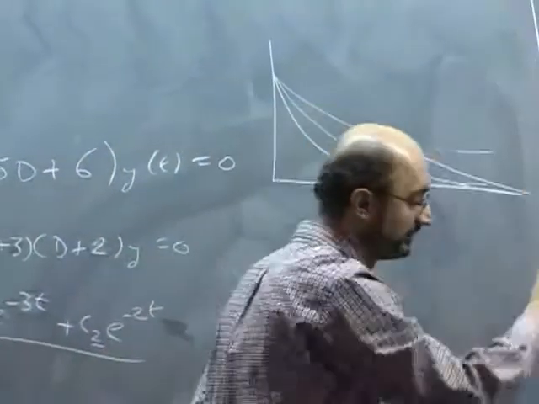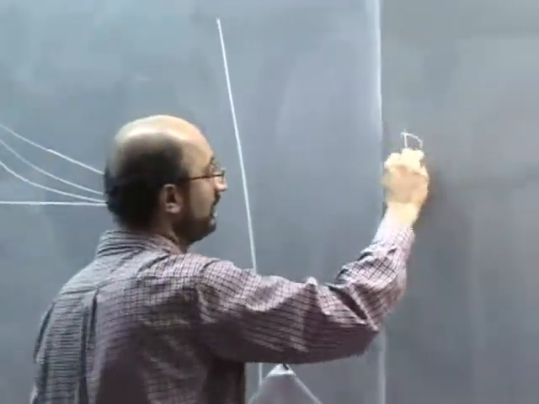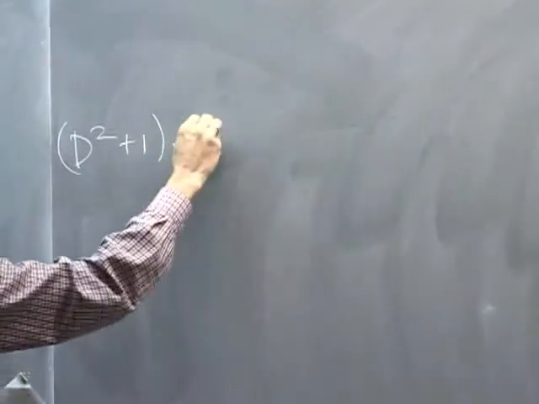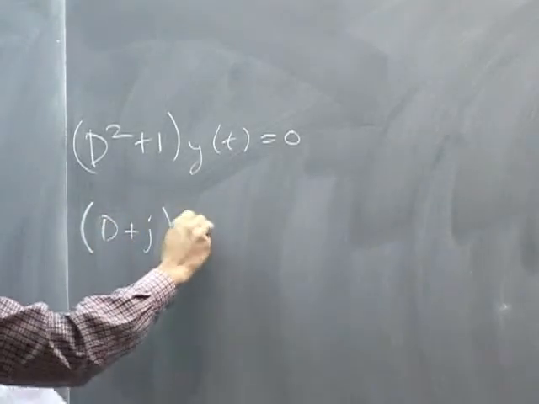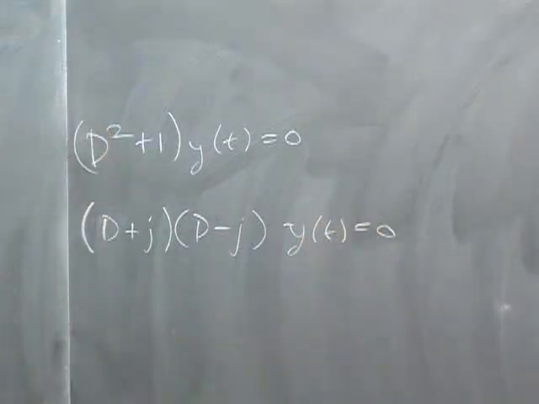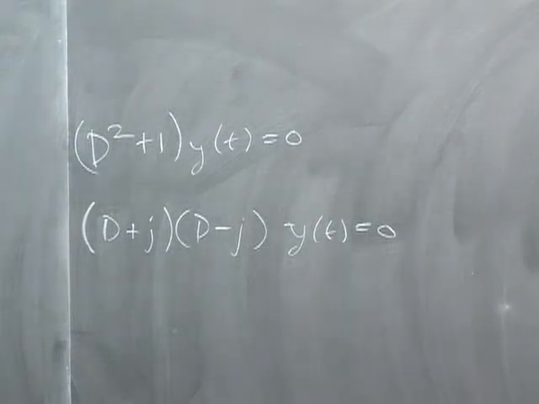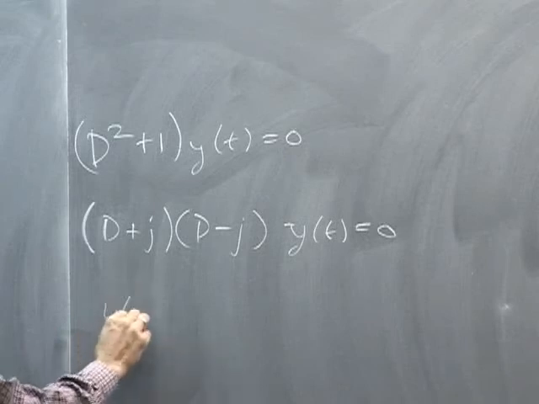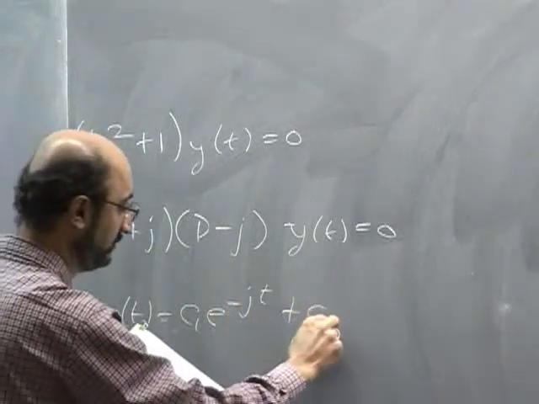What happens when we have complex roots? This is the first new thing we'll talk about. Let's take the case where we have d squared plus 1 yt equals 0, which we factorize as d plus j times d minus j yt equals 0. Here is the first time we've seen where this lambda is complex. In fact, it's the simplest complex case, it's j. Then the natural response is going to be yt equals c1 e to the minus jt plus c2 e to the jt.